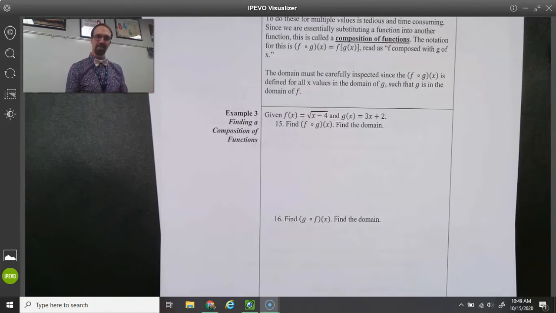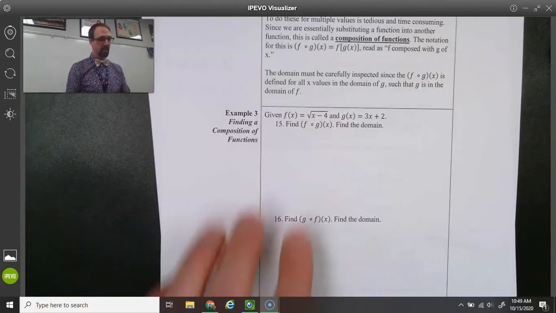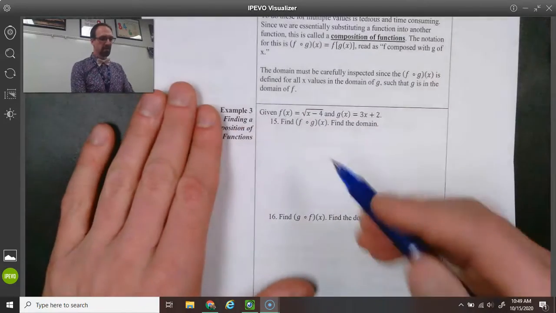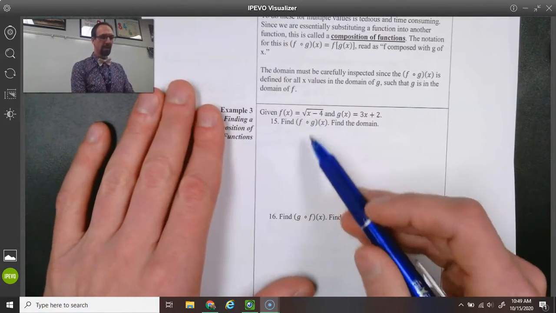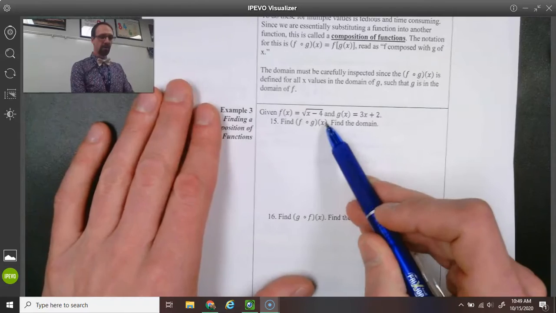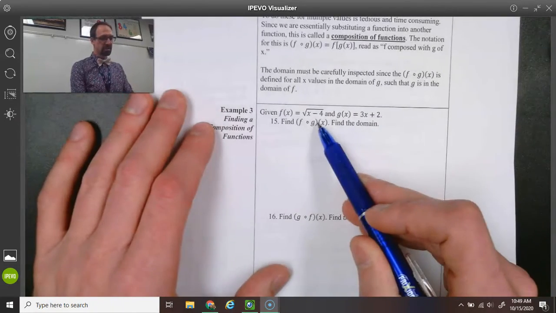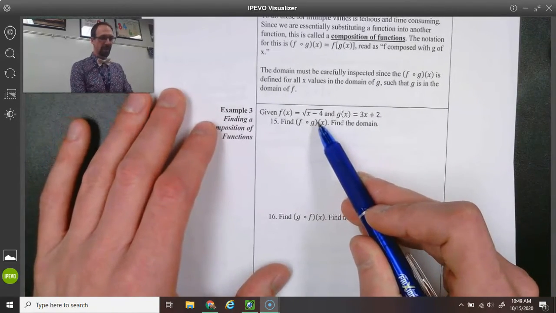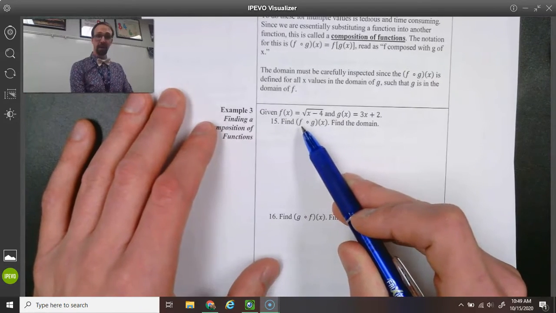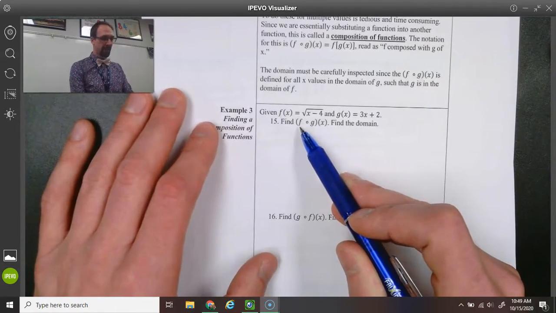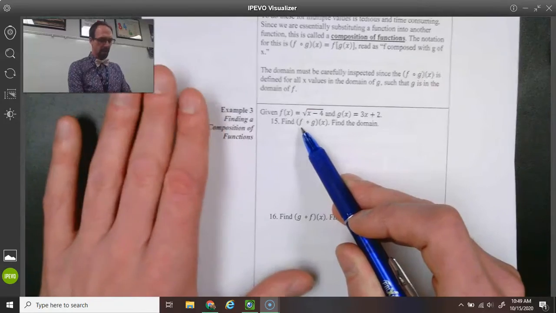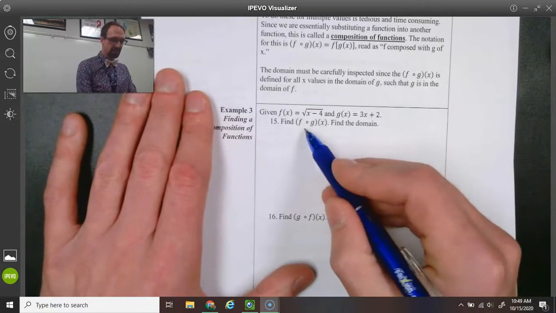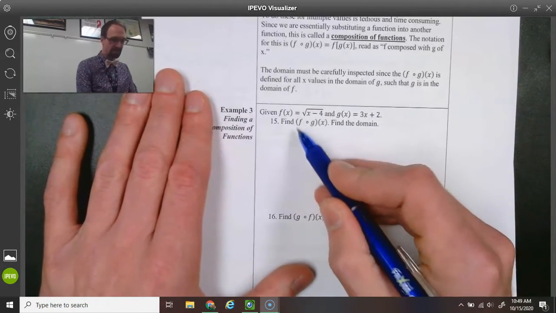Example 3, finding composition of functions. So let's find, in this example, f composed with g of x. When you take f composed with g of x, the way to think about this is I go closest to where the variable, in this case x, is, g, and you take that value, whatever that is, and plug it into the x in the f of x equation. So you're taking the g of x and putting it into f.